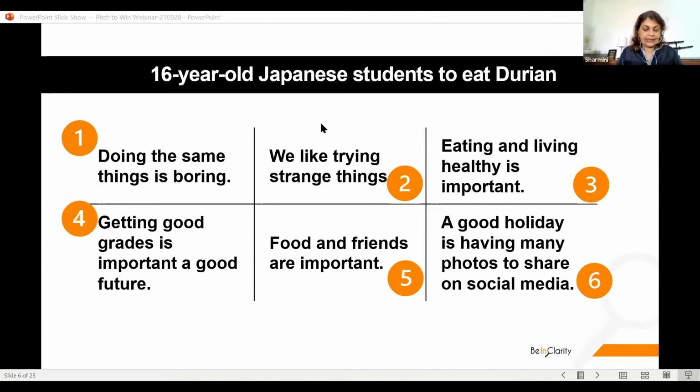I put 6 statements here. Tell me which 3, so I'm giving you a clue already, from the 6 would fit the tips that we talked about just now. So keep in mind, they're 16-year-old Japanese students, and they're going to eat durian for the first time in their lives. Lam Ang, am I pronouncing durian the correct way, as you would say in Cambodia as well? So we know what fruit we're talking about. So everyone's good with Lam, okay?